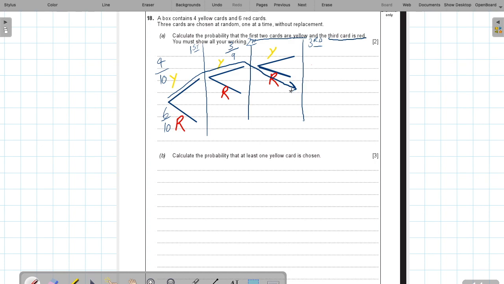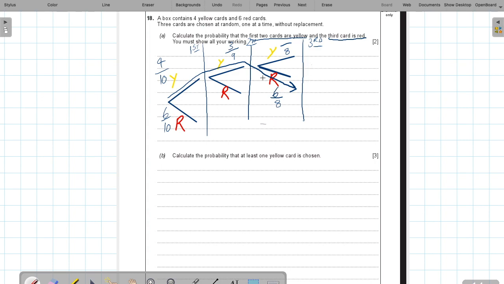The third dip into the bag, there are now a total of 8 cards, regardless of colour, because whatever's happened previously, we've taken 2 cards out of the bag. So out of our total of 10 that we started with, we've only got 8. And now we want to know how many reds are still in the bag. Well, we've not picked any reds at this point, so we've still got all of them to potentially grab. So there are 6 out of those 8 to grab.